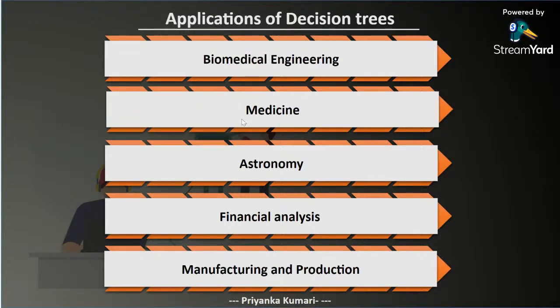Then comes medicine. Decision tree could also be used in diagnosis and to predict psychiatric problems. And in astronomy also it can be used, in outer space, to classify whether it is a celestial body, planets, stars, everything. Then for financial analysis, to predict the stock market price or the profit or loss, the decision tree algorithm can be used. Then for manufacturing and production, it classifies whether the product is defective or not, whether it's a good product or bad product, so that the customer doesn't get a defective product.